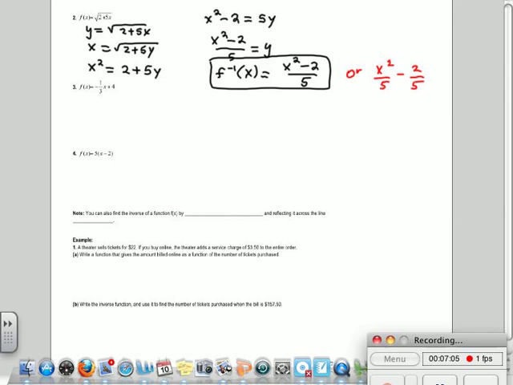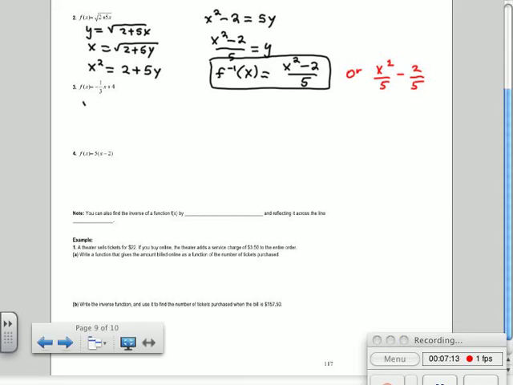So I have f of x equals negative 1/3 x plus 4. I'm going to replace my f of x with y. Okay, switch my x's and y's. Okay, solve for the new y value. So I'm going to subtract the 4 over.